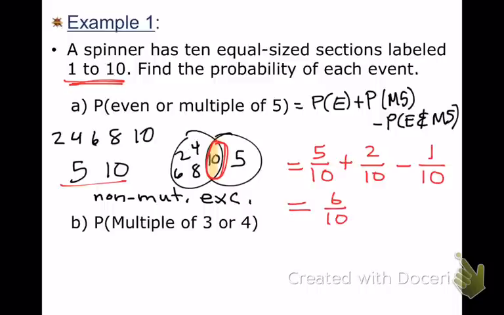The nice thing is you'll always have the same denominator, so you won't have to worry about that. And we just reduce this, so we're going to divide this by 2. We get 3/5 as our final answer. Let's go ahead and move on to number B.